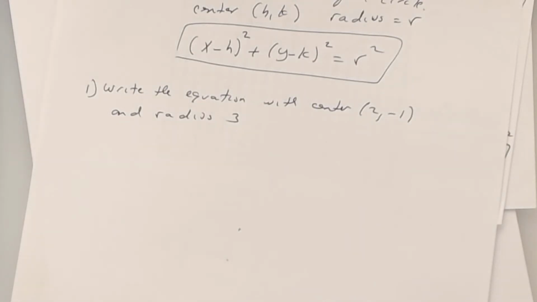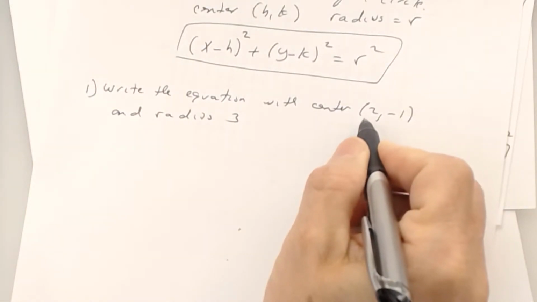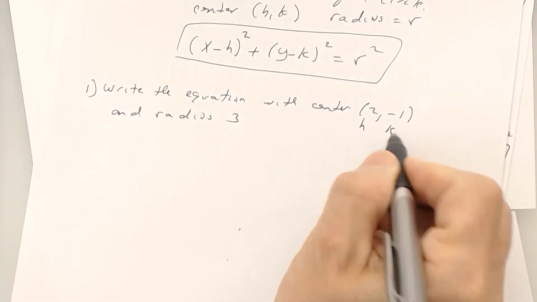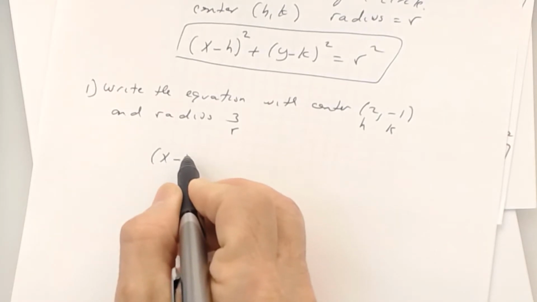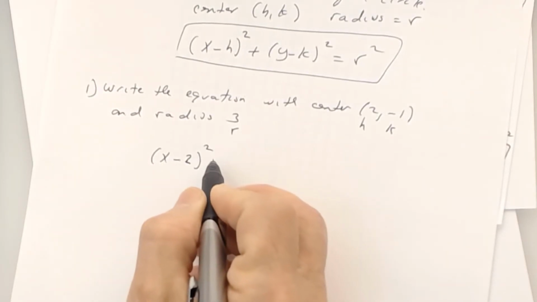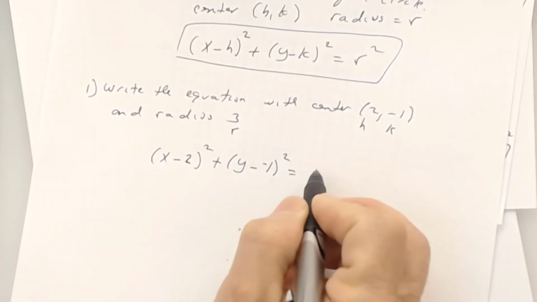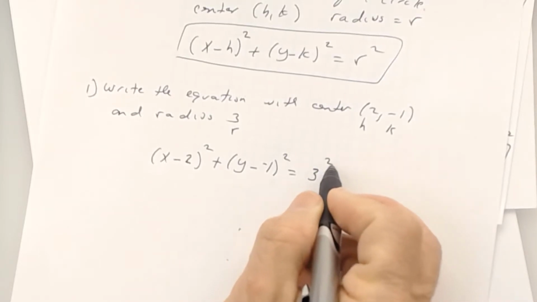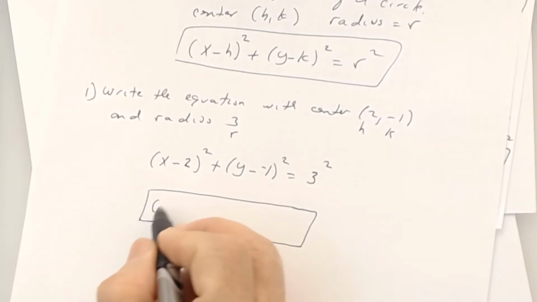So right away, just like when we labeled the points before, I can label this 2 as what? h. And I can label the -1 as k. And the 3 will be r. And you just plug. There's really no chugging, there's just plugging, because you're not going to multiply anything out. You can leave it like that. So you're going to say (x minus 2) squared plus (y minus -1) squared equals r, which is 3, and I got to square that as well. And so finally your answer, I need for you to simplify it though, will be (x minus 2) squared.